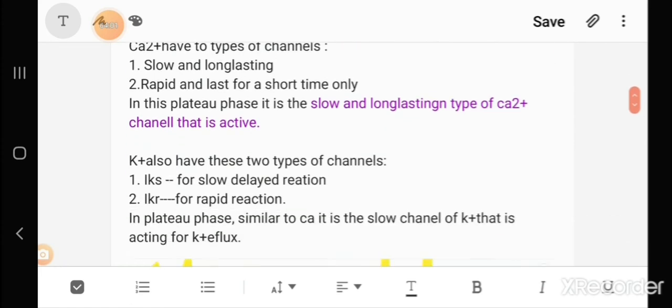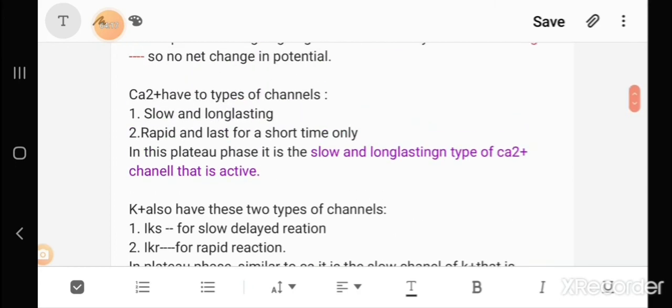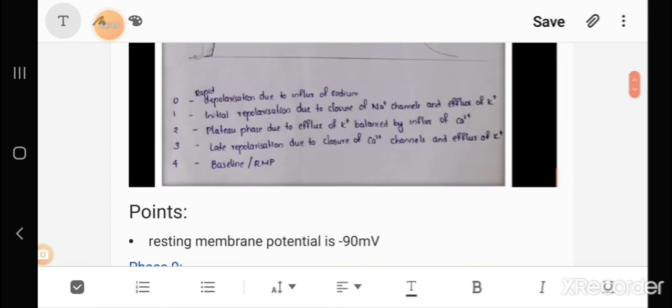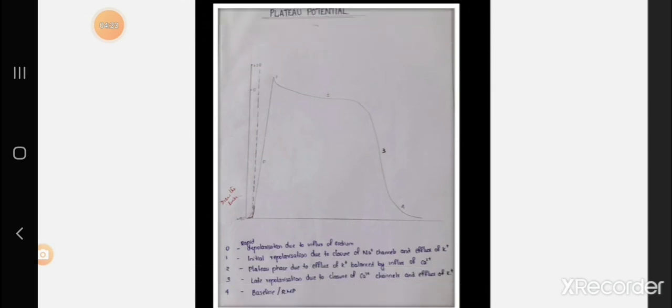Now an important point is that there are two types of K plus channels. There is a slow one, IKs, which means ionic potassium channel, slow. And then there is an ionic potassium channel which is rapid. So in this rapid repolarization phase, it is the rapid channel that is getting opened, and it is through that the K plus is effluxing.